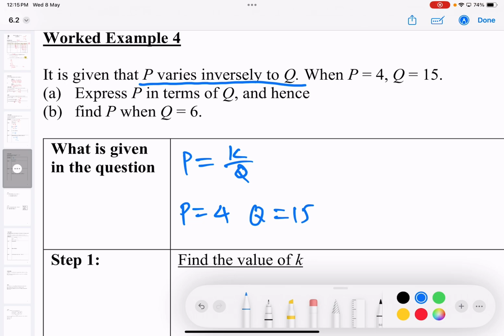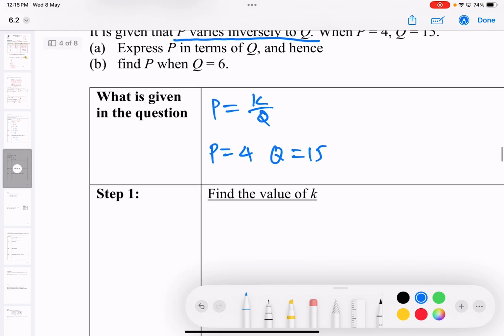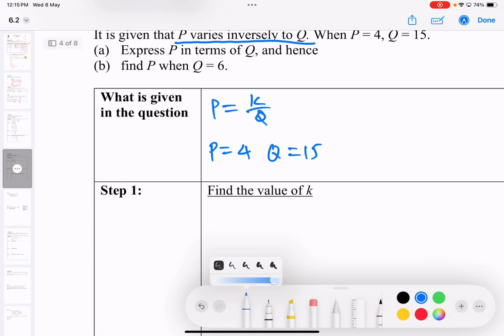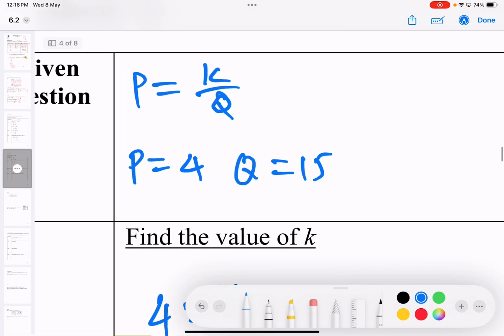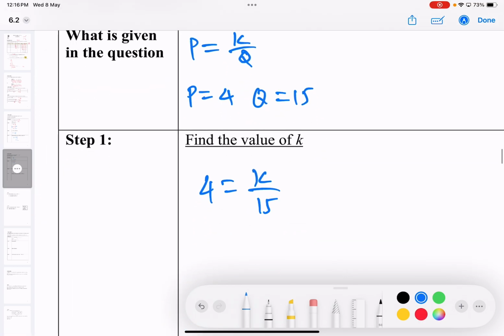Once we know this, step 1, find the value of K. How are we going to find the value of K? Yes, come. So you say that P is equal to K over, what is the value of my Q? Look here, what is my value of Q? 15. Good.